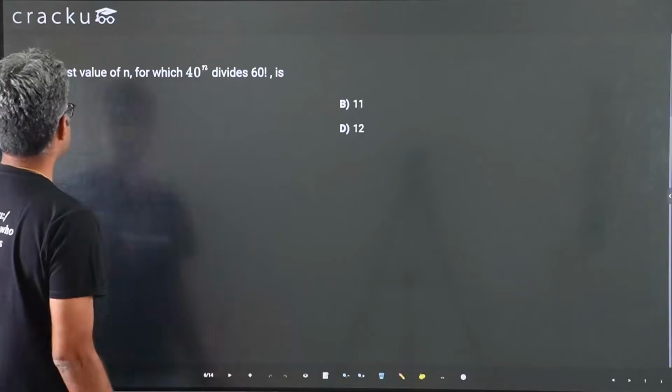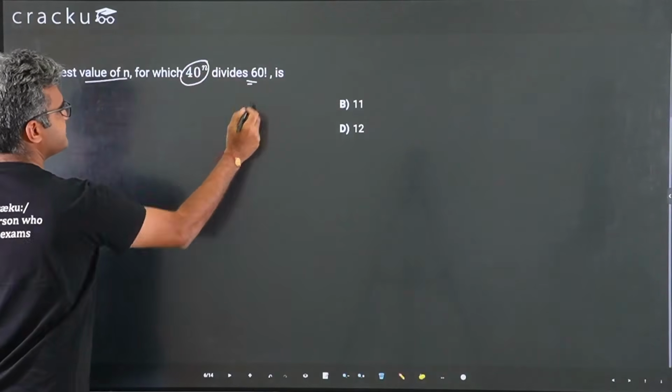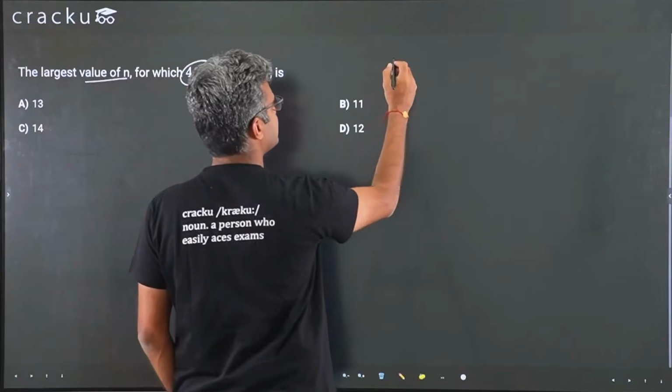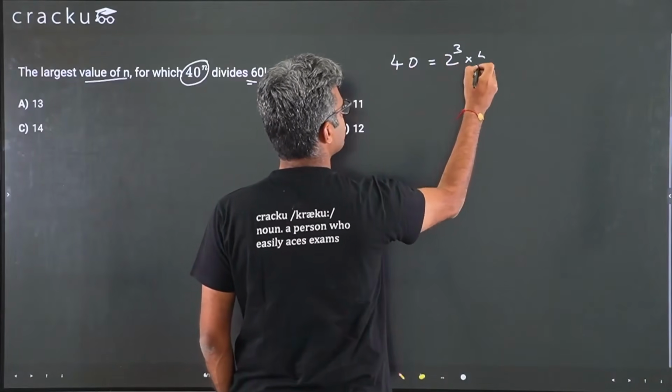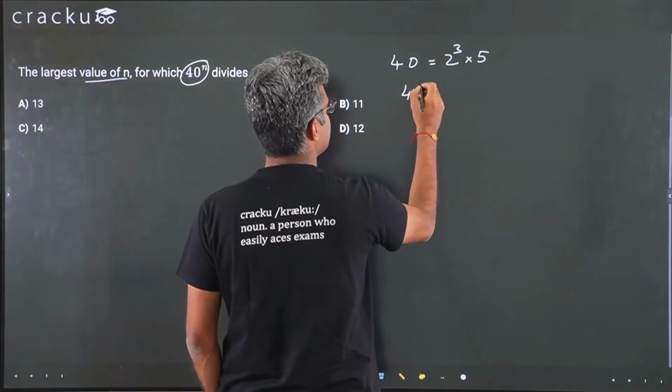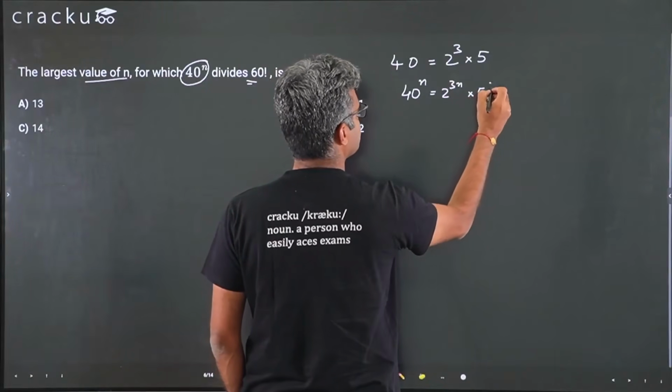In this question, we are asked to calculate the largest value of n for which 40 to the power n divides 60 factorial. What is 40 to the power n? 40 is 8 into 5, which is 2 cube into 5. So 40 to the power n is equal to 2 to the power 3n into 5 to the power n.